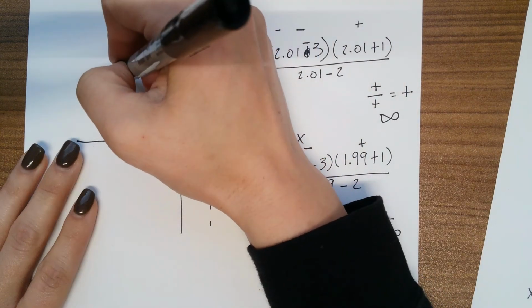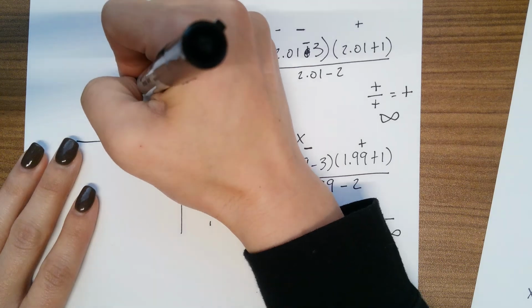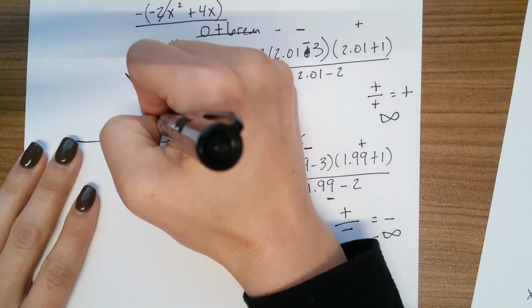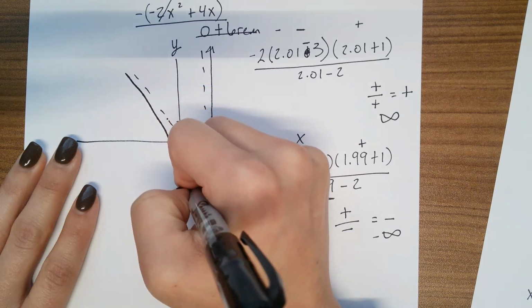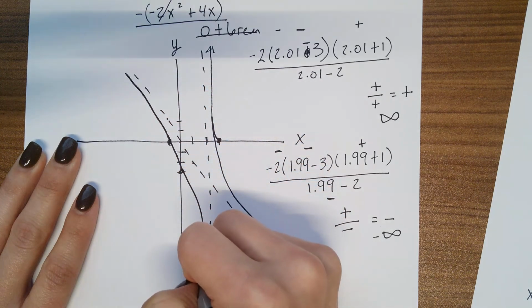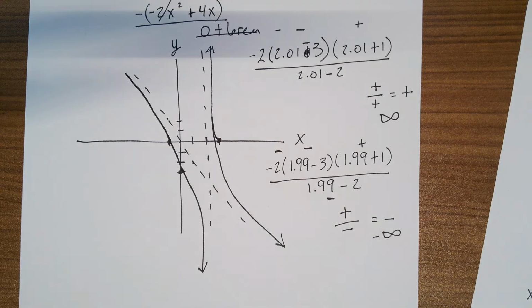So I'm going to skate very close to my slant asymptote, going through my x-intercept and my y-intercept, and then down to negative infinity. There we go. And there's my graph with the slant and the vertical asymptote.